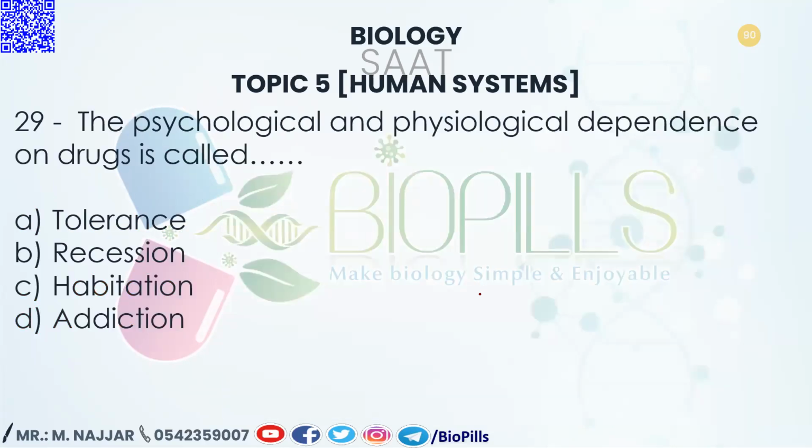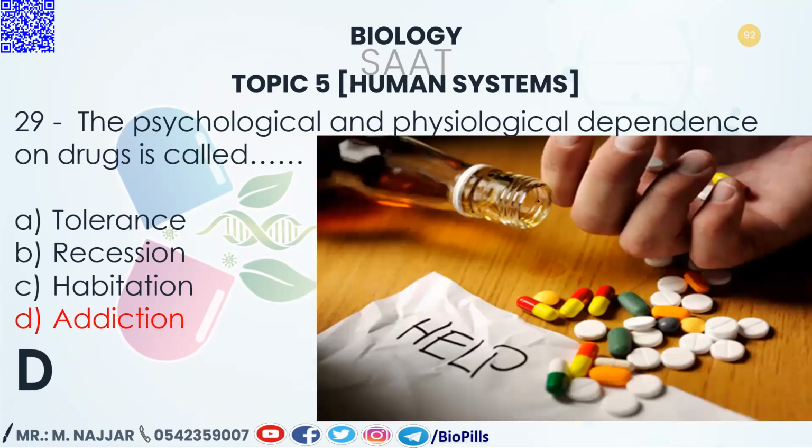Question number 29. The psychological and physiological dependence on a drug is called: A. Tolerance, B. Rescission, C. Habitation, D. Addiction. This is the exact definition of the word. Yes, addiction. To be physically and psychologically dependent on a drug.